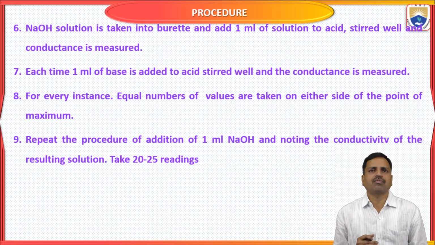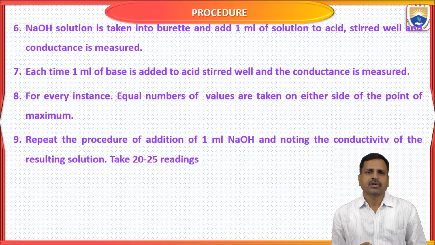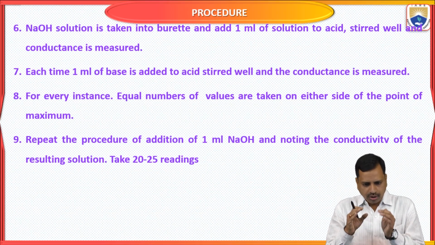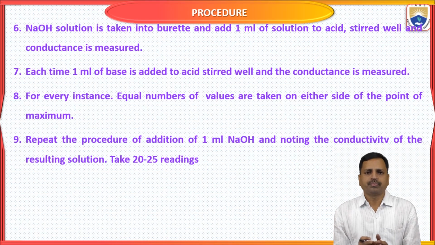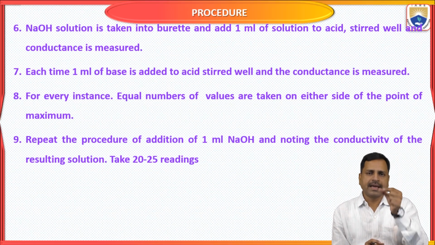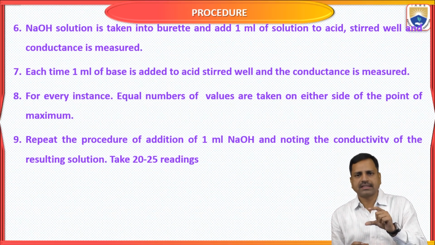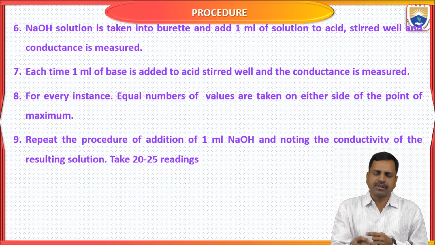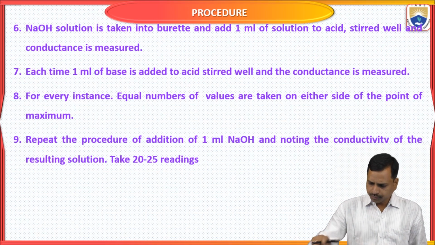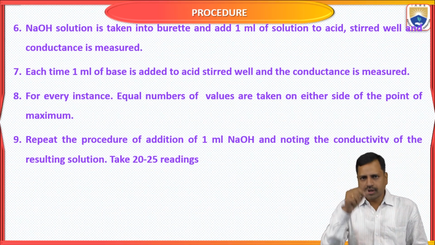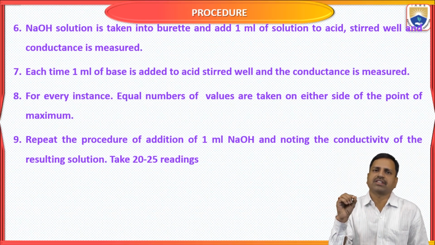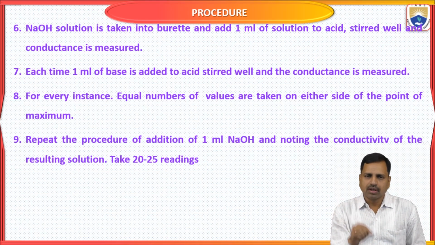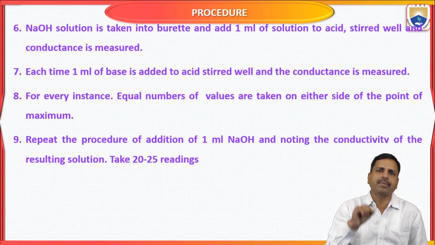Each 1 ml of base is added to acid, stir well, and conductance is measured. So each time, what we'll do? First you fill the burette with NaOH, then you take the sample whose concentration has to be determined, take 20 ml and keep it in the beaker. Then you take one reading. What is the conductance of the HCl before adding the base?